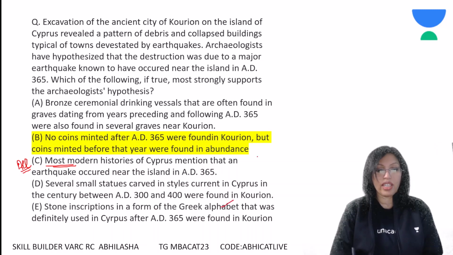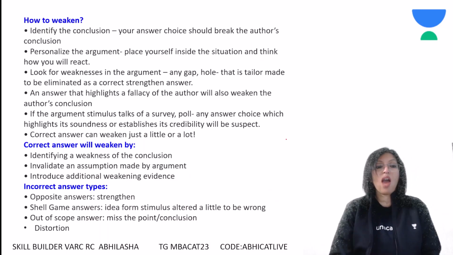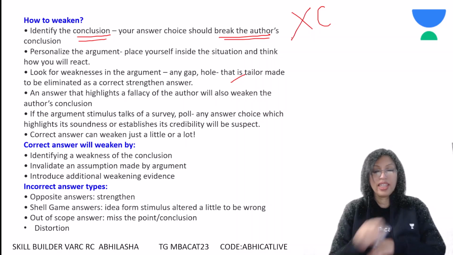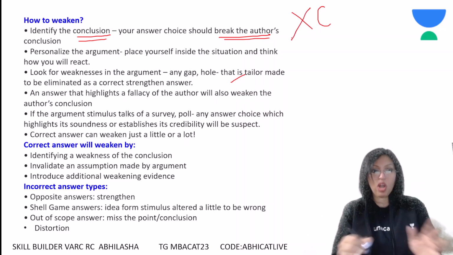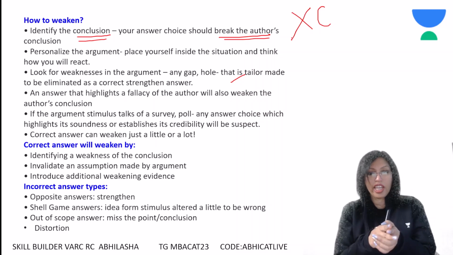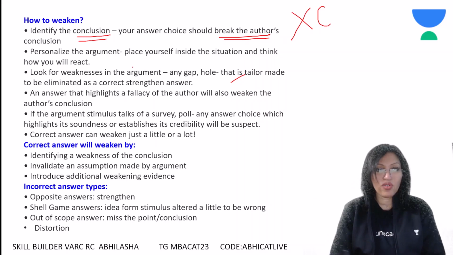Okay, I hope you got that. All right. Okay, how do you weaken a conclusion? Okay, let's take a minute. In order to weaken a conclusion, again you identify the conclusion and your answer should break the author's conclusion. So you have to prove that the conclusion is false. That's your task. So spot the conclusion, find a gun, and you are the Squid Game player and you're going to be squidding these conclusions right out of the game.